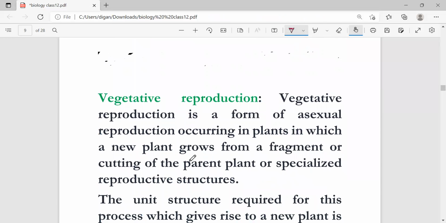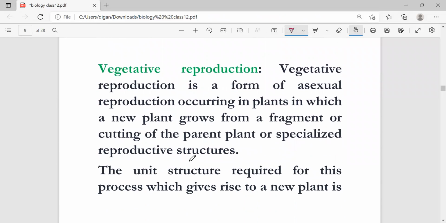Then vegetative reproduction. Vegetative reproduction is a form of asexual reproduction occurring in plants in which a new plant grows from a fragment or cutting of the parent plant or a specialized reproductive structure. So vegetative reproduction, from the name you can understand. Vegetative means in this type of reproduction, a new offspring can grow from any vegetative part of the plant.